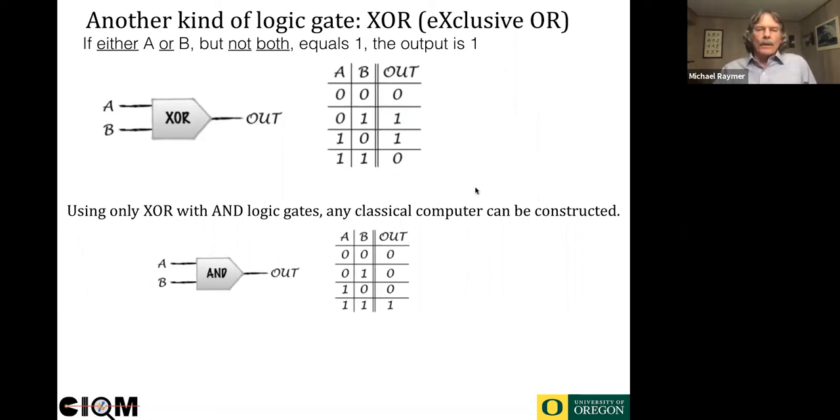Another way to build a classical computer is just to use the XOR along with the AND gate. You just need two of them. You don't need three, you actually just need two. And you can prove that any set of logic operations can be implemented just using these two gates.